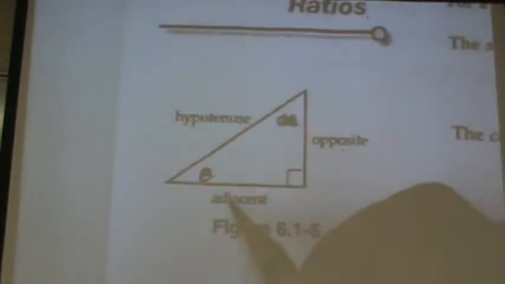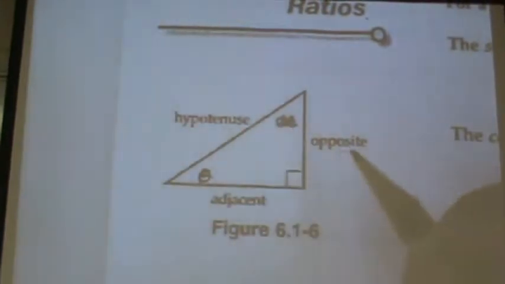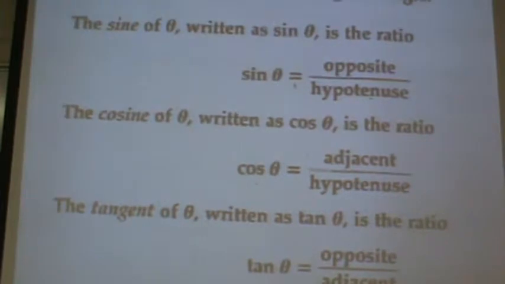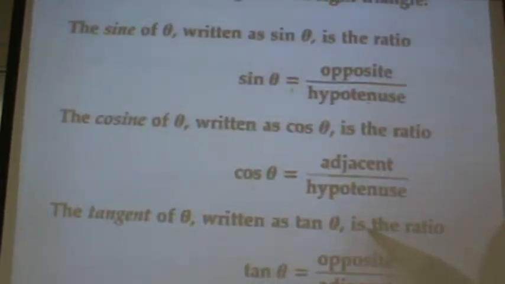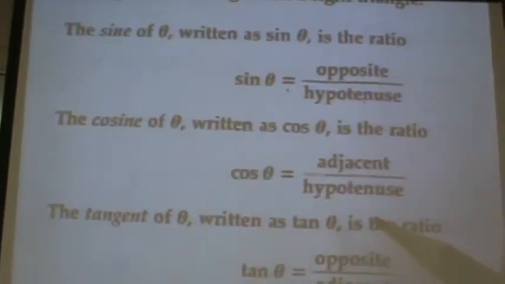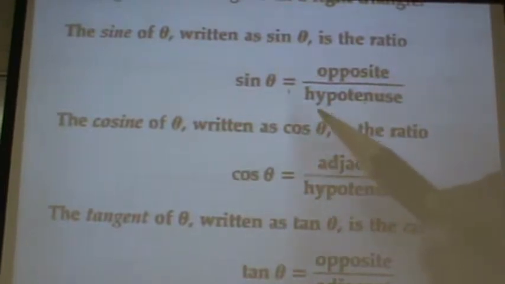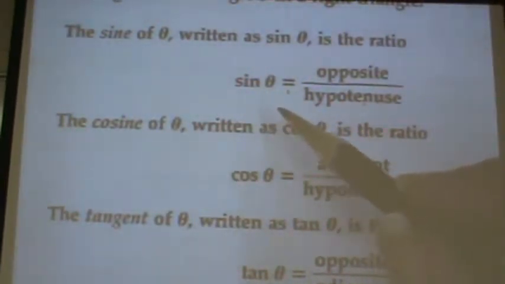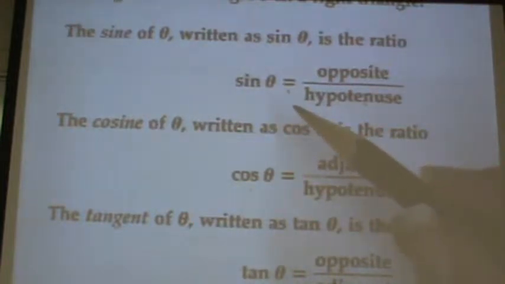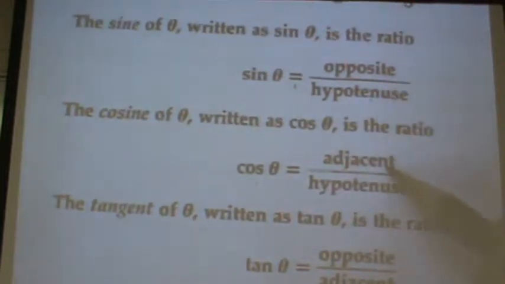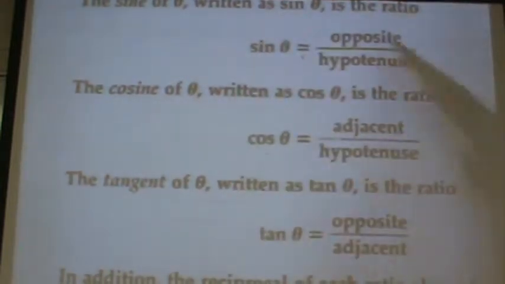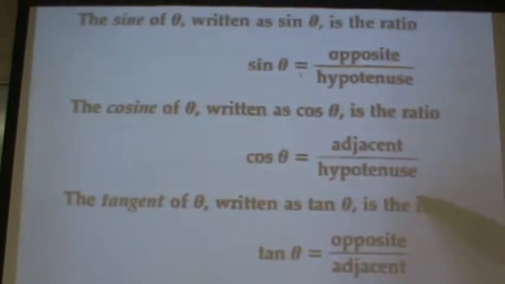This is the adjacent side of that angle, opposite and hypotenuse. The sine, cosine, and tangent are ratios comparing those particular sides. So when you see the word sine, they're asking you, in reference to that angle, the side opposite over the hypotenuse, right? Cosine is adjacent over hypotenuse and tangent is opposite over adjacent. We already talked about those three.